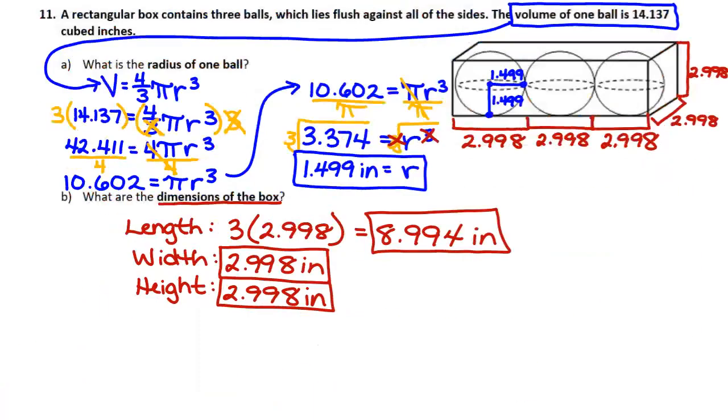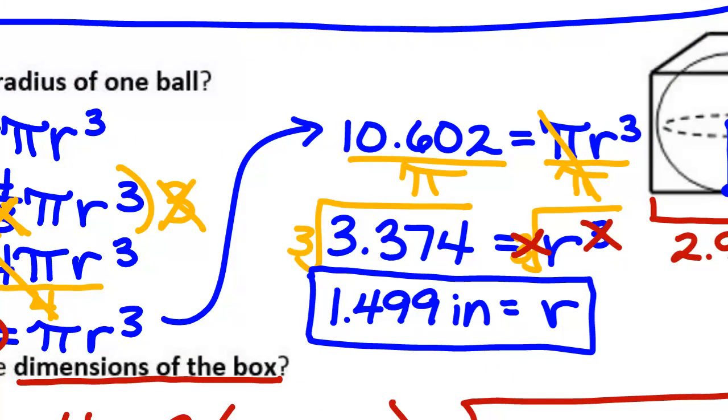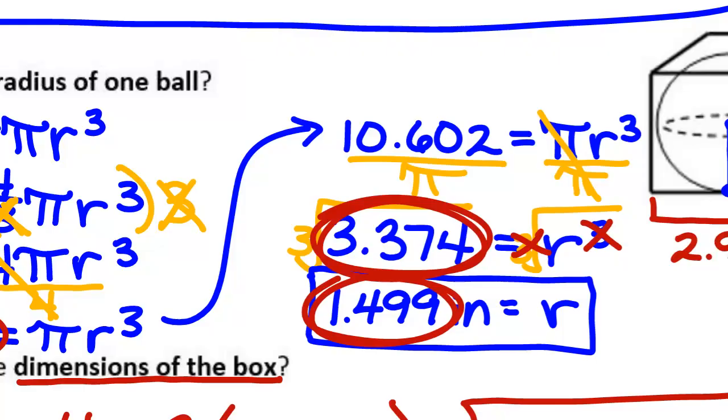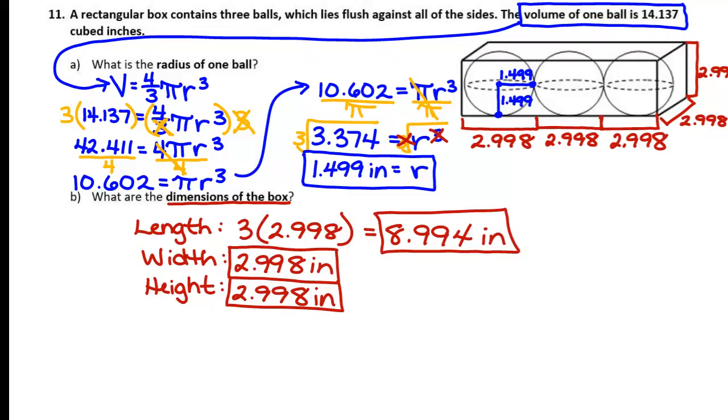Yep. So back here, this 10.602, if you round that one, because there were digits after the 2, I rounded mine to 10.603, which changes this number right here to 3.375, and that would round this one here to 1.5, which would mean that we would have balls that are 3 inches wide instead of 2.998. I would be perfectly fine with rounding like that. Yep. What else would you guys like to see?